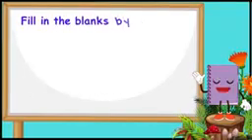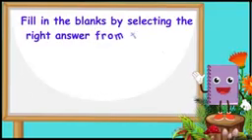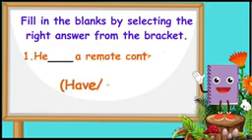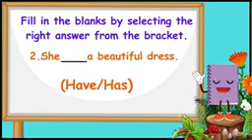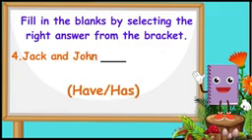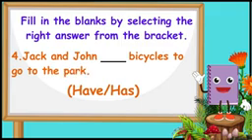Now let's see if you can fill in the blanks by selecting the right answer from the bracket. He dash a remote control car. She dash a beautiful dress. They dash a lot of toys to play with. Jack and John dash bicycles to go to the park. The answers are available in the description.